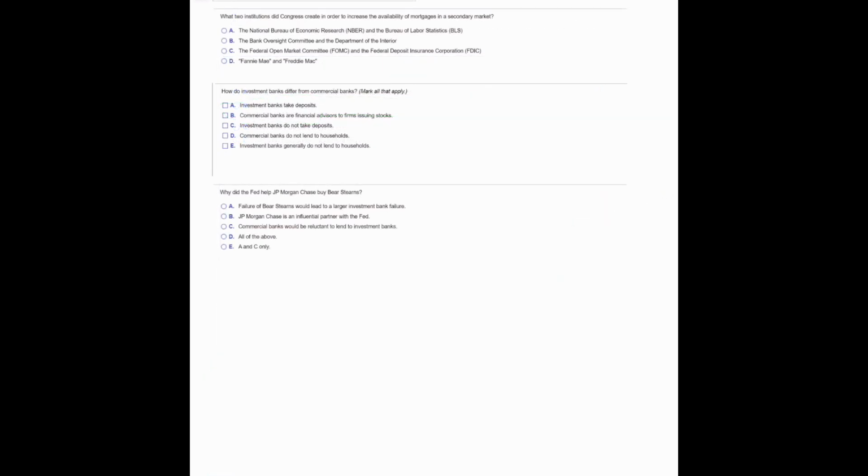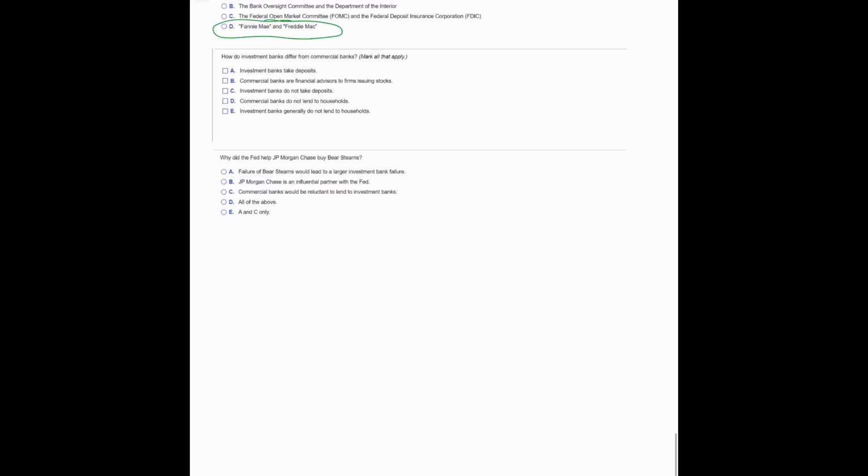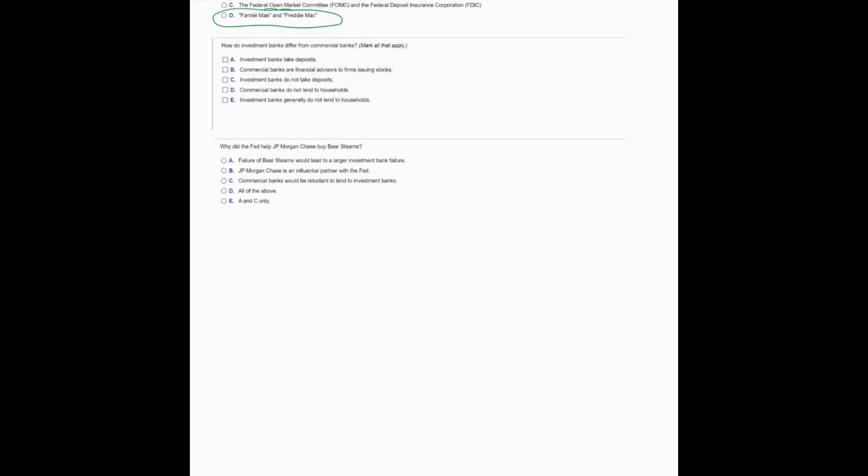What two institutions did Congress create in order to increase the availability of mortgages in a secondary market? This is something we saw in a big way recently. Fannie Mae and Freddie Mac are both these institutions. How do investment banks differ from commercial banks? And there's a few ways. In this list, investment banks generally don't lend to households. That is one thing. And investment banks do not take deposits. So those are the two correct answers there.